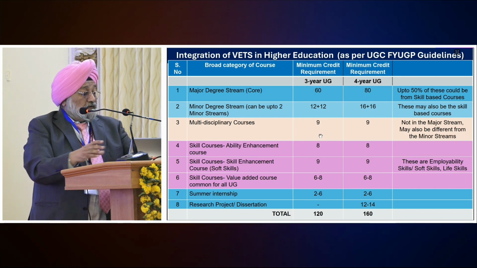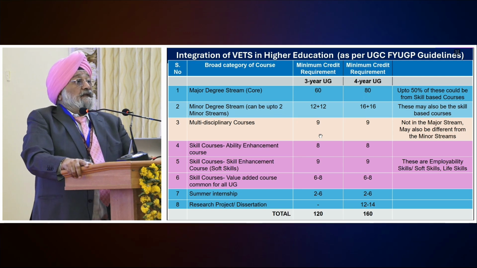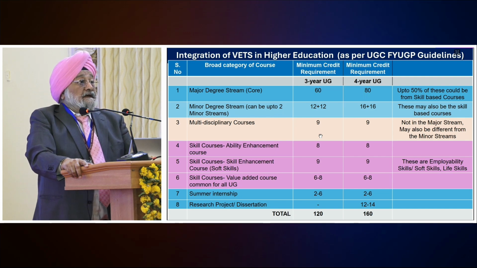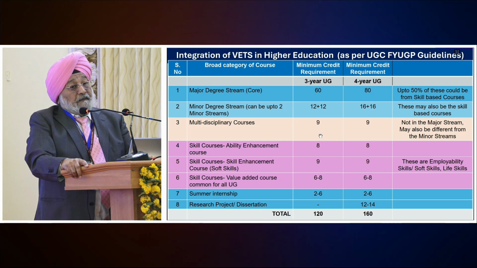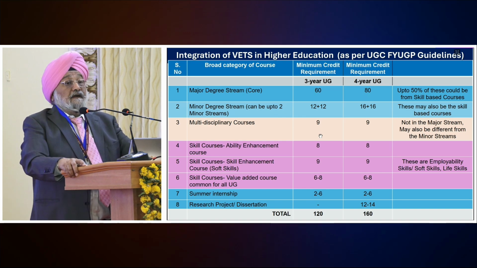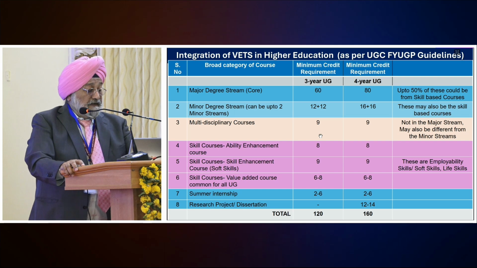Similarly, for 4-year courses, you can have multidisciplinary courses. One person can take courses from the other. You can be a BTech in electronics engineering with a minor in psychology. Why not? Minor in history. Why not? Unless you bring these subjects together, innovation is not going to happen. And this is what has been allowed.